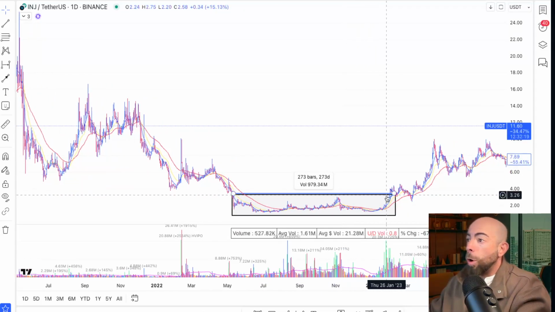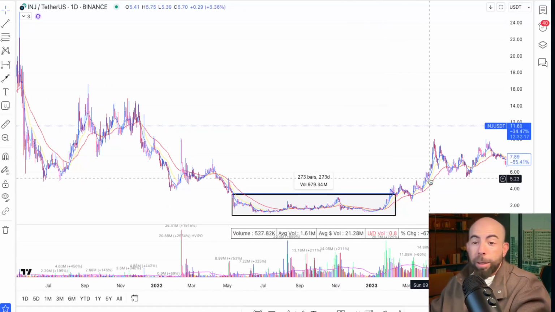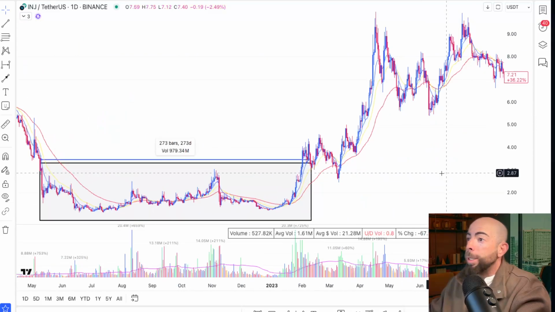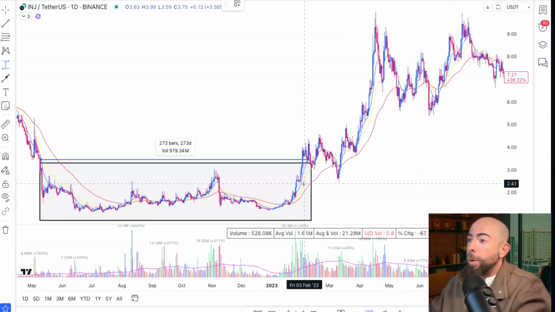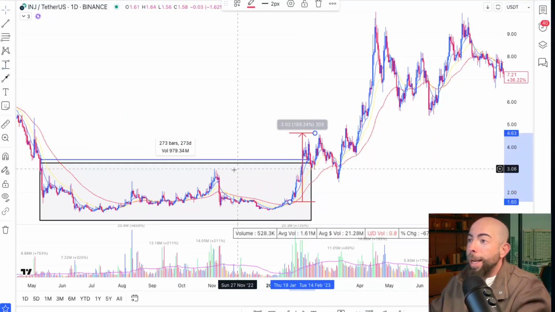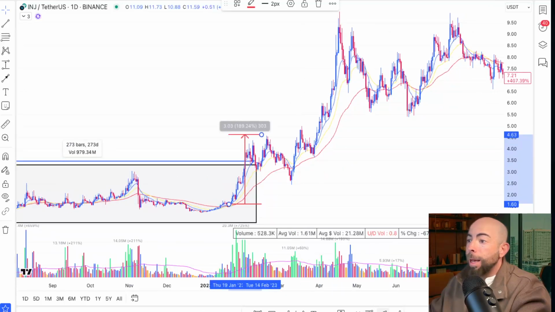You break out of it, you break to a potential stage two, and what do we see? You can see that you're having a breakout. This was a move up, a breakout of the range, and then you had somewhat of a base.